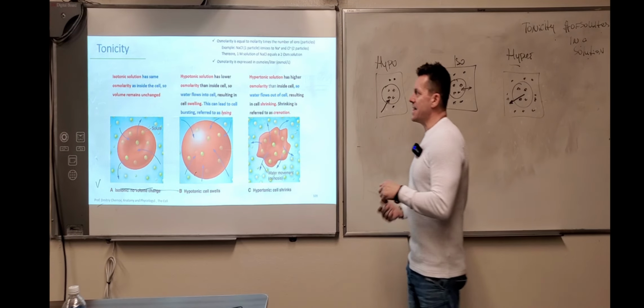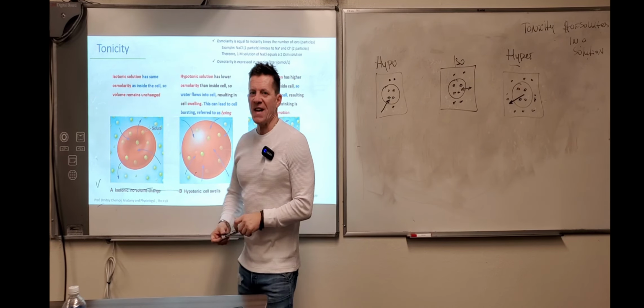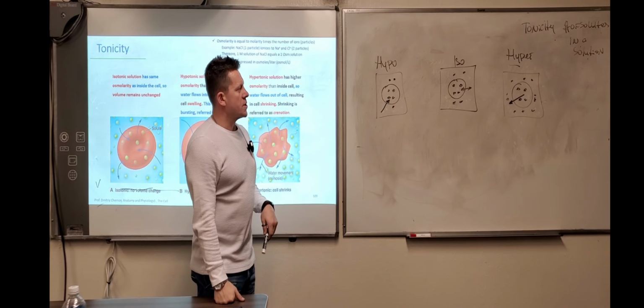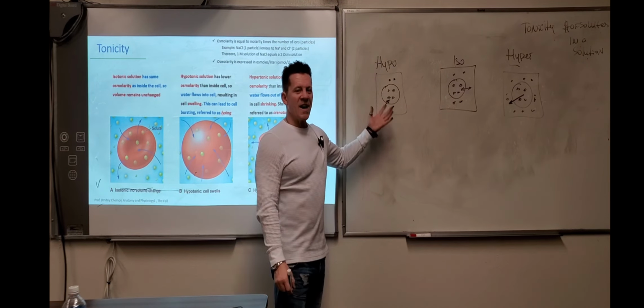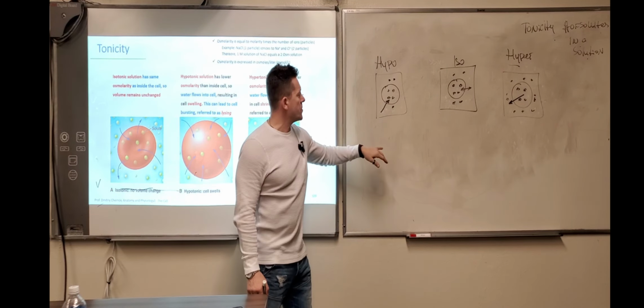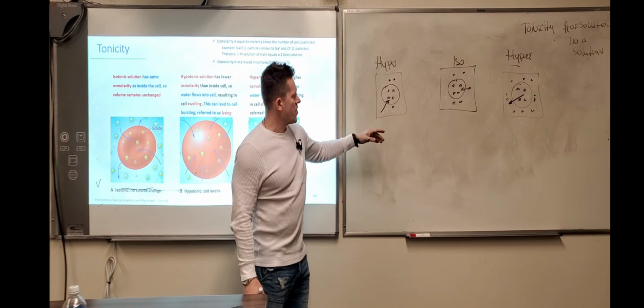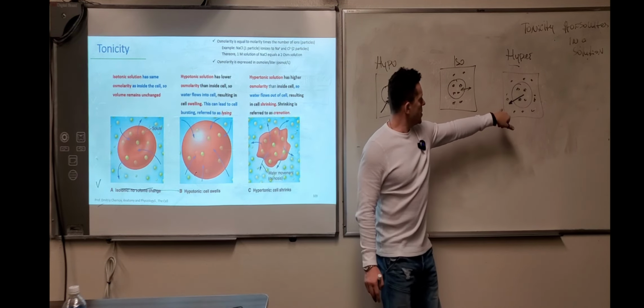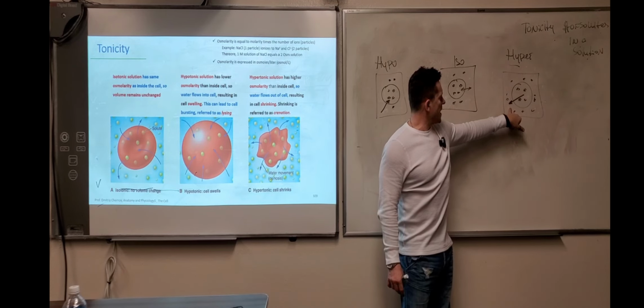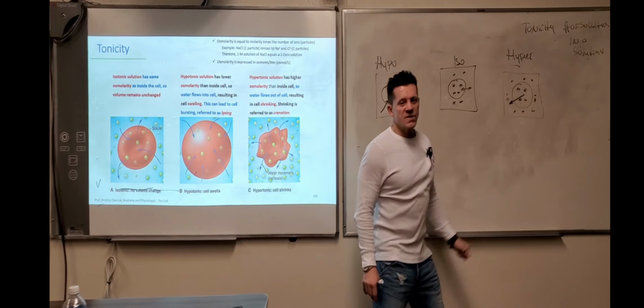So the tonicity is the concentration of solutes in the solution, and the law of osmosis states that the movement of water goes towards highest concentration gradient of a solute. Where do we have higher concentration gradient of a solute? Here, inside of the cell, compared to what's outside. And here we have a greater concentration of solutes outside of the cell compared to what's inside.